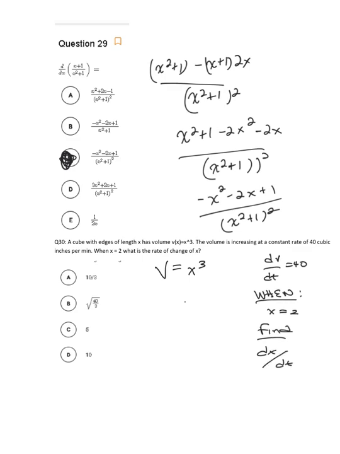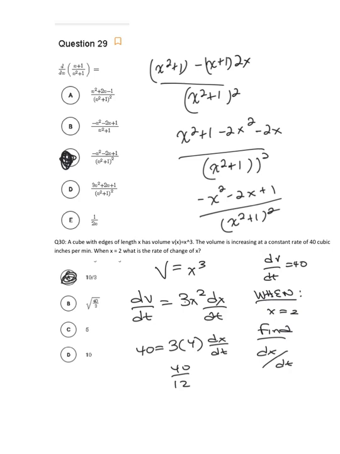Okay, so do your implicit differentiation, aka chain rule. Okay, so now I'm just going to sub in. 40 is 3 times 4 times dx dt. So I get 40 divided by 12, which is 20 over 6, which is 10 over 3.